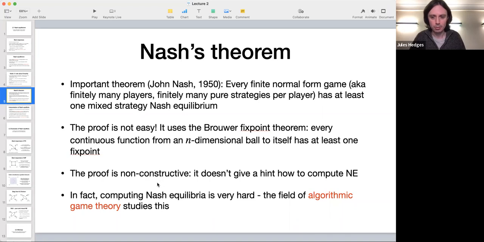Famously, this theorem is what's called non-constructive, which means that although we have a proof that every game has at least one mixed strategy Nash equilibrium, the proof doesn't give us any hint of how to compute it. And it turns out that actually computing Nash equilibria is extremely difficult. We're not going to talk about this in this course. There's a field called algorithmic game theory, which is quite active at the moment, which is, in general, the study of how to compute things in game theory, but computing Nash equilibria in particular is one of the cornerstones of algorithmic game theory. This is algorithmically difficult.